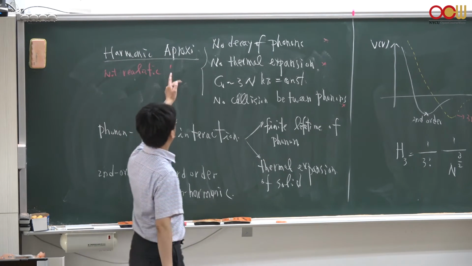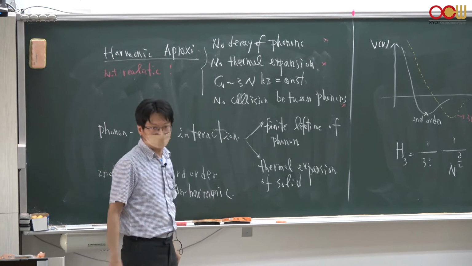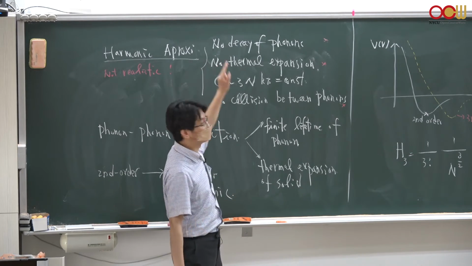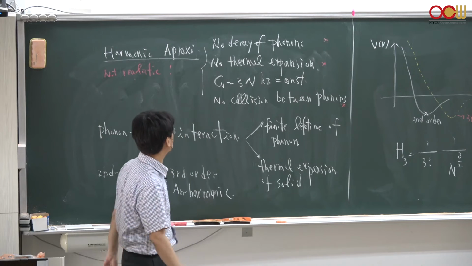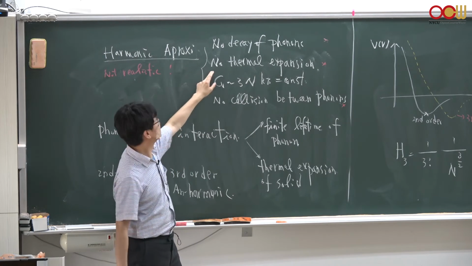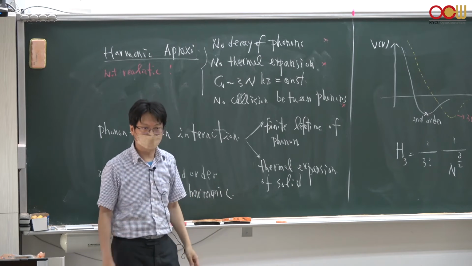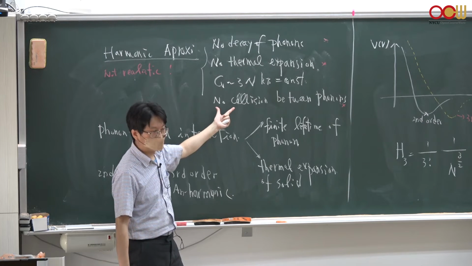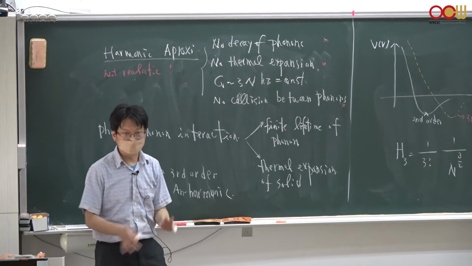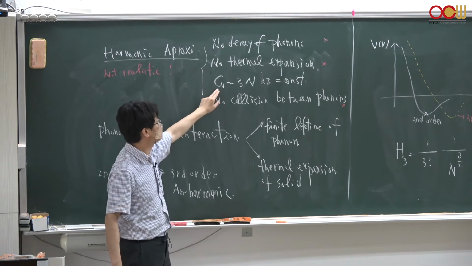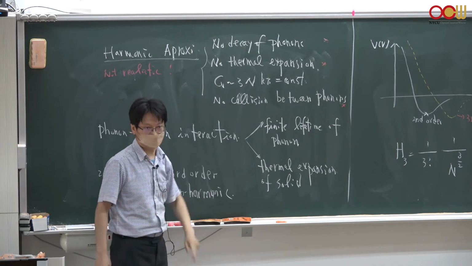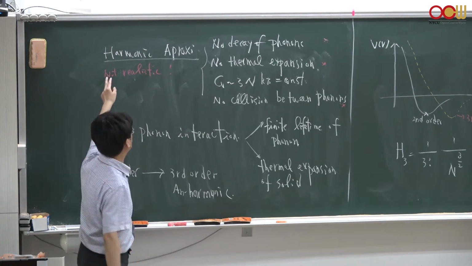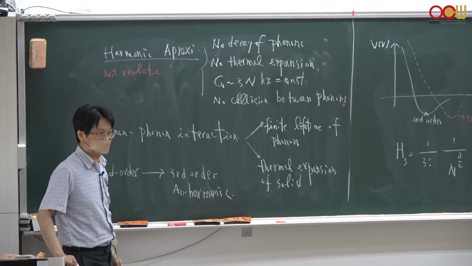As I mentioned earlier, in the harmonic approximation, we assume that phonons are free and there are no phonon-phonon interactions, therefore the phonons do not decay. And there's no mechanism within the harmonic approximation that could explain the thermal expansion of solids. And there's no mechanism to describe the collisions between the phonons, because phonons are non-interacting. They are free, and also at high temperature, CV is a constant. So the first, second, and fourth results from the harmonic approximation are actually not realistic at all, okay?